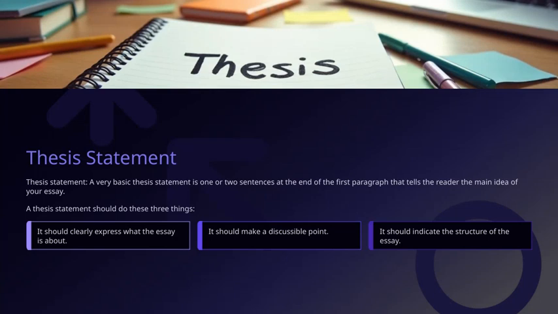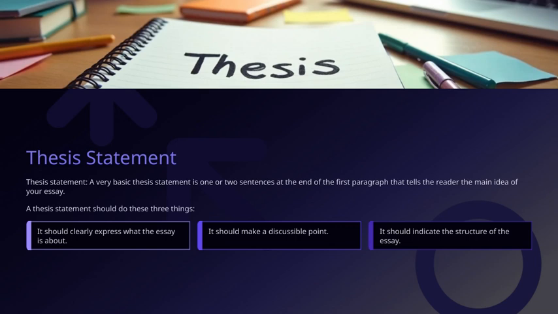So let's talk about the thesis statement. Basically, it's that brief part at the end of your first paragraph, just 1 or 2 sentences, that tells your reader what your essay is all about. It's kind of like your roadmap, giving a clear idea of the main idea you want to explore.